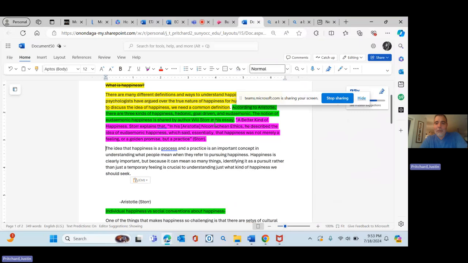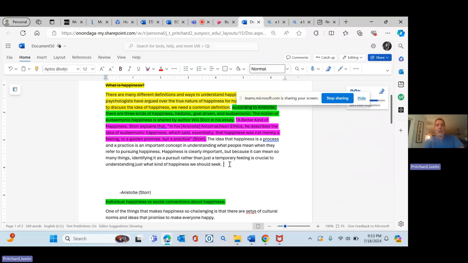So Will Storr's essay, A Better Kind of Happiness. Storr explains that in Aristotle's Nicomachean Ethics, he describes the idea of eudaimonic happiness, which said essentially that happiness was not merely a feeling or a golden promise, but a practice. The idea that happiness is a process and a practice is an important concept in understanding what people mean when they refer to pursuing happiness. Happiness is clearly important. But because it can mean so many things, identifying it as a pursuit rather than just a temporary feeling is crucial to understanding just what kind of happiness we should seek. To me, I can just take that and I'm pulling in that language that I already wrote and it fits perfectly.